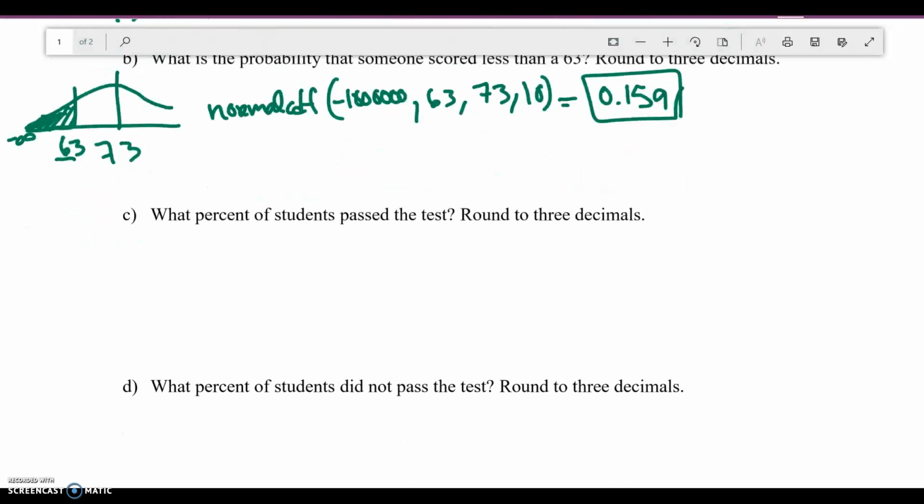Then we want to figure out what percent. Notice that in this problem, we're not talking about probability, we're talking about percentages. What percent of students pass the test? Round to 3 decimal places.